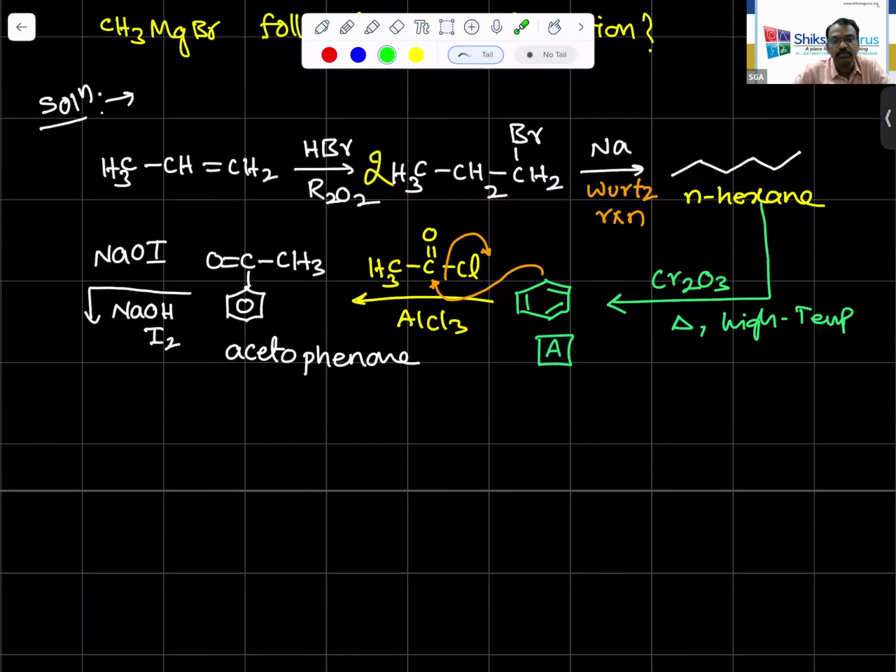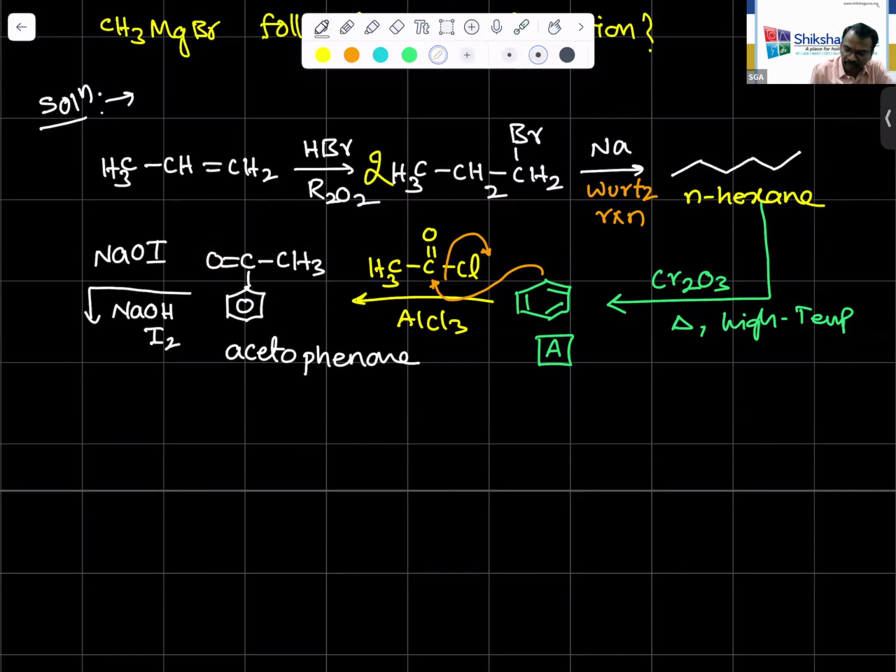Definitely we will do some questions on that also, no doubt. Now, here it is NaOH and iodine. It is halogen and alkali. Here it is a ketone having an alpha methyl group. C double bond O is the keto group. It is connected to a methyl group. It is the alpha methyl group.